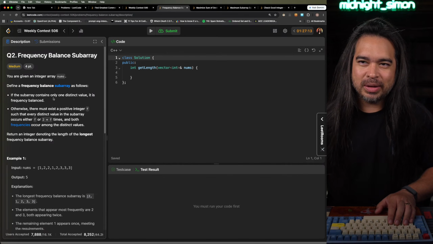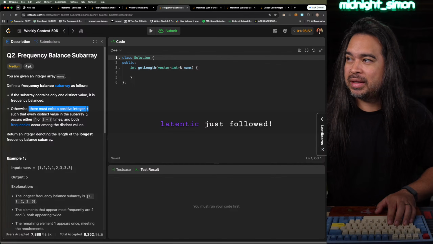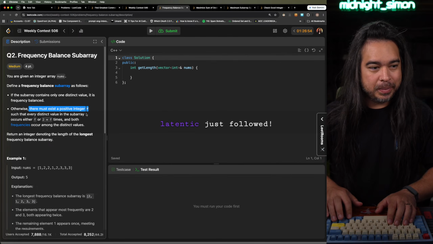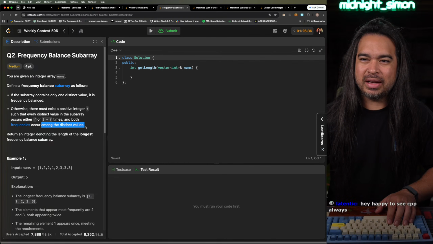I don't understand what it's asking. If the subarray contains only one value, it is frequency balanced. Otherwise, there must exist a positive integer f. Every distinct value in the subarray occurs either f or 2f times, and both frequencies occur among the distinct values.